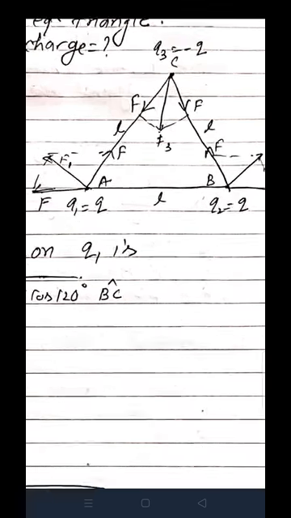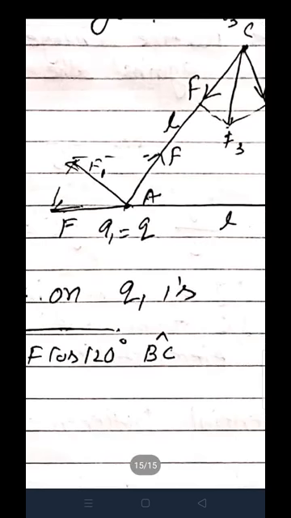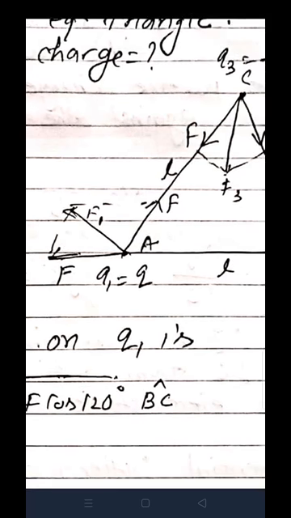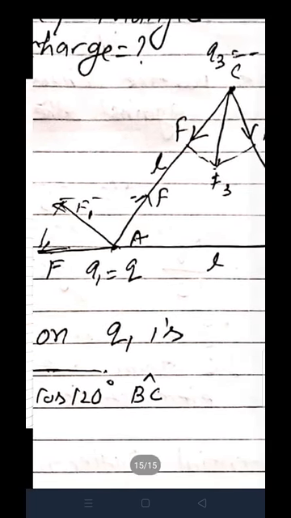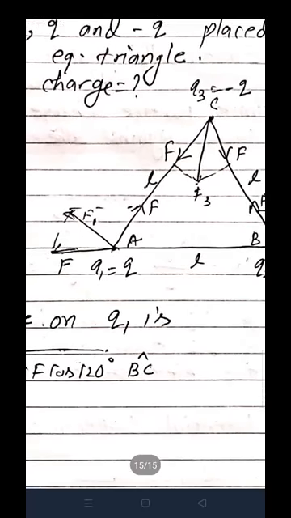First start with the charge which is at point A. The charge at point A is plus Q, and the charge at point B is also plus Q. So there will be a force of repulsion. You can see on the left-hand side is a force F. But the charge on C is minus Q, and the charge on A is plus Q. So there will be a force of attraction, along the direction AC.